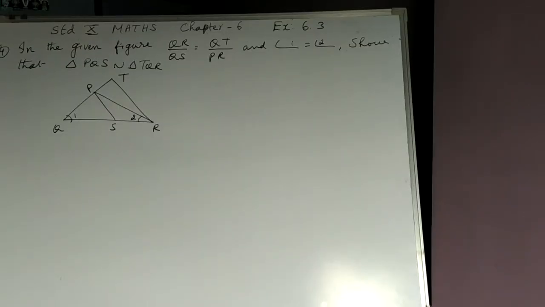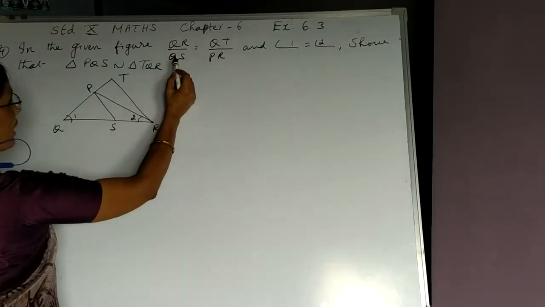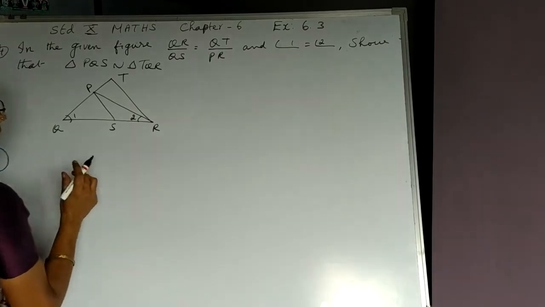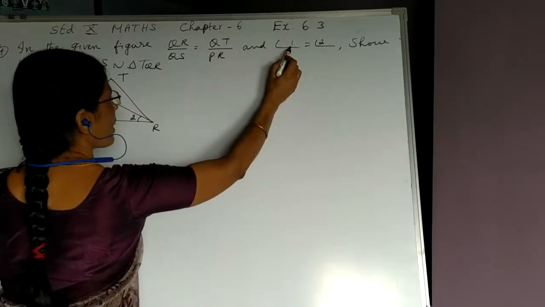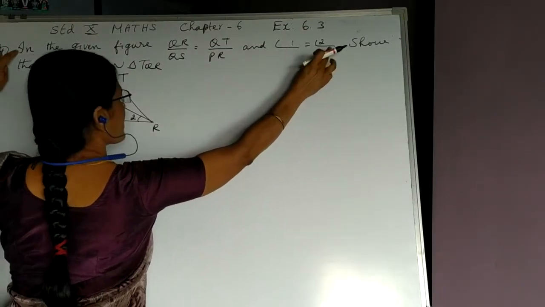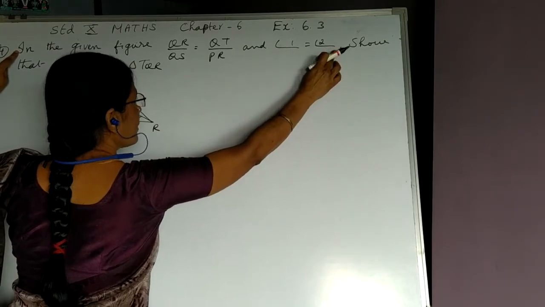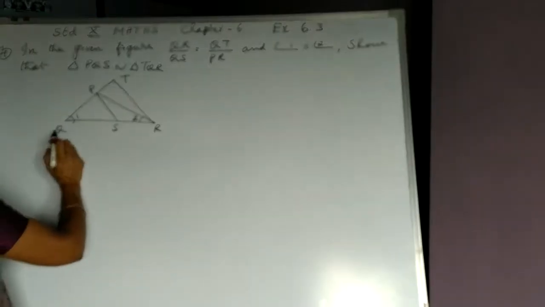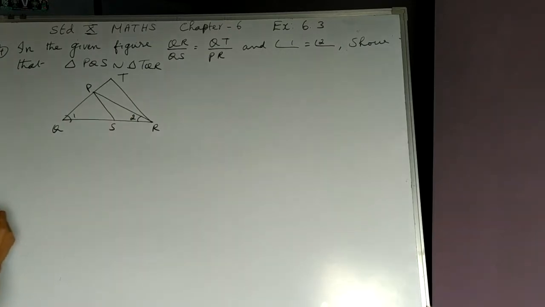Exercise 6.3, fourth question. In the given figure, QR upon QS is equal to QT upon PR. Also, angle 1 is equal to angle 2. So, this is the data provided. Using this, we are asked to show that triangle PQS is similar to triangle TQR.